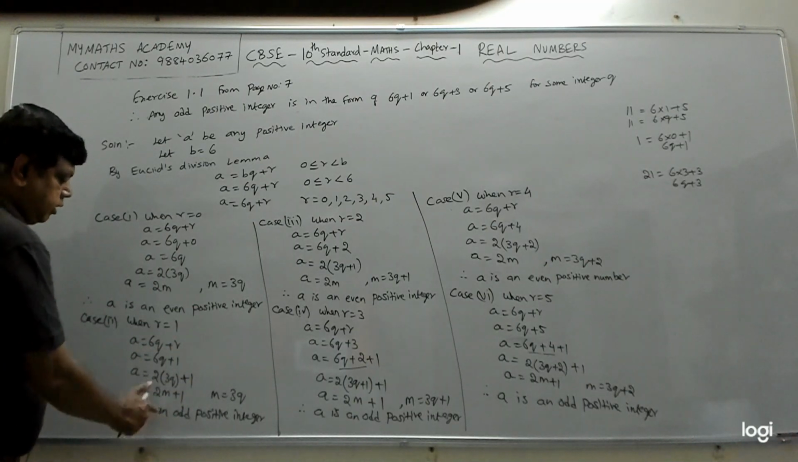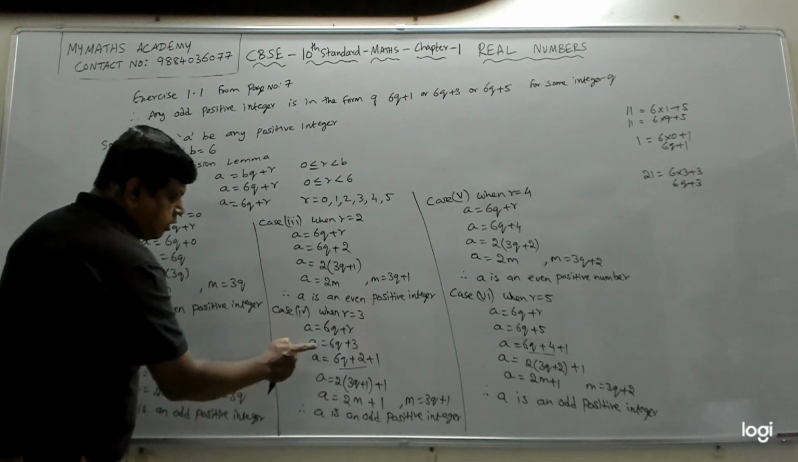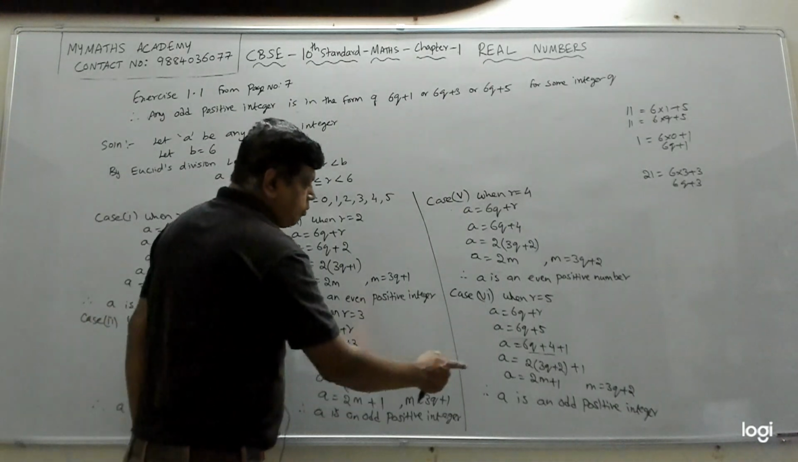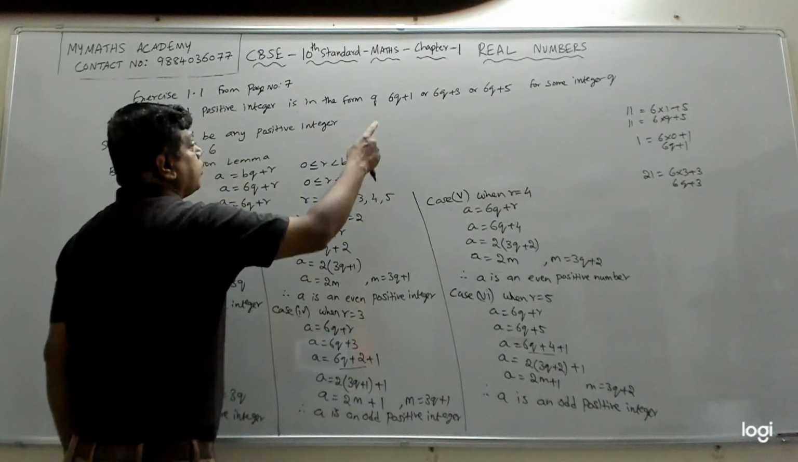A is becoming odd whenever a is 6q plus 1, and if it is 6q plus 3 it is also odd, then 6q plus 5 is also odd. So that is why we are writing these three.